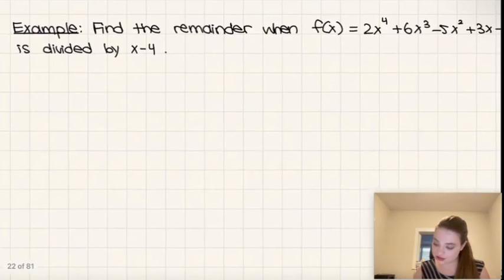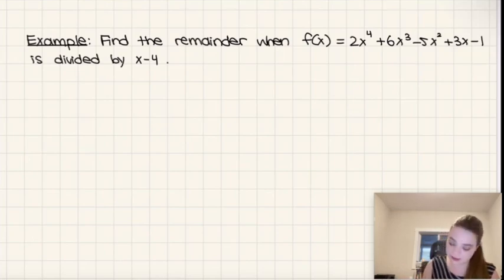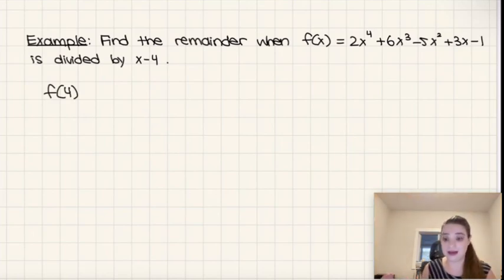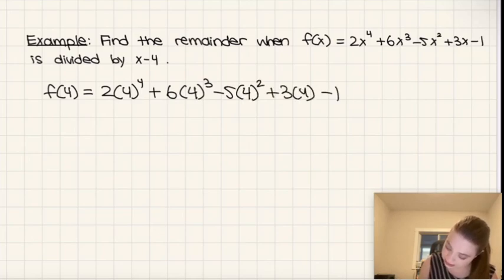Okay, here's another question. It says, find the remainder when f of x is equal to 2x to the power 4 plus 6x cubed minus 5x squared plus 3x minus 1 is divided by x minus 4. So for this one, we need to find out what is f of 4, and that is going to be equal to the remainder. So we're going to have 2 times 4 to the power 4 plus 6 times 4 cubed minus 5 times 4 squared plus 3 times 4 minus 1.